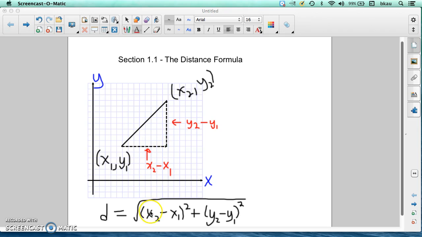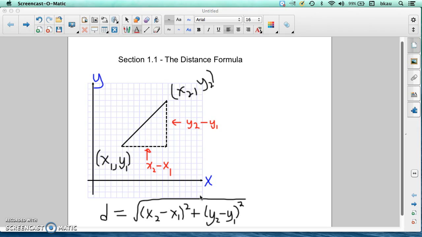Now the formula is given right here below. The distance is the square root of x2 minus x1 squared plus y2 minus y1 squared. Now, when you're working on the formula, make sure that you do this part first, second this part, add third, and then take the square root last. That's the order of operations here. So we're going to do an example of this.